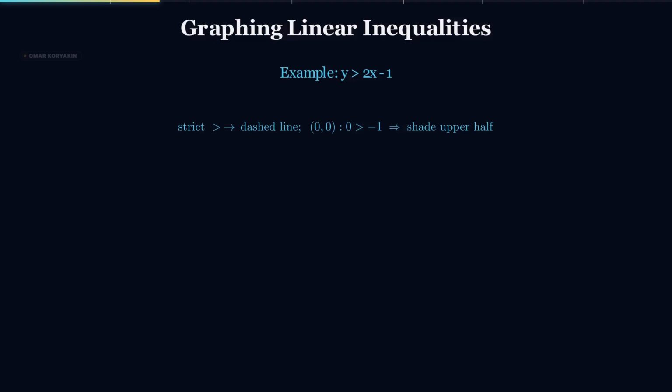Step 2. Pick a test point not on the boundary line. The origin (0, 0) is the simplest choice if the line does not pass through it, because plugging (0, 0) into the inequality reduces to a quick numerical check. If the line passes through the origin, pick another simple point like (1, 0) or (0, 1).